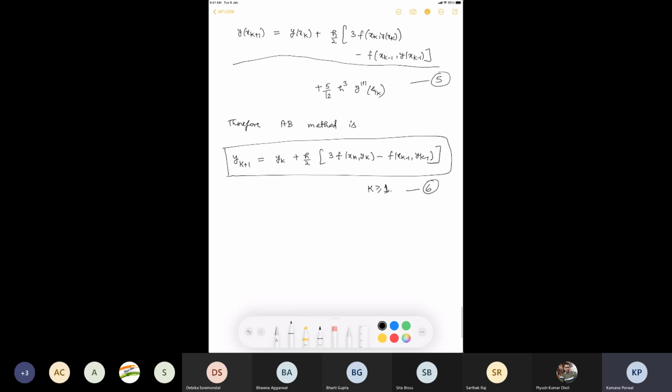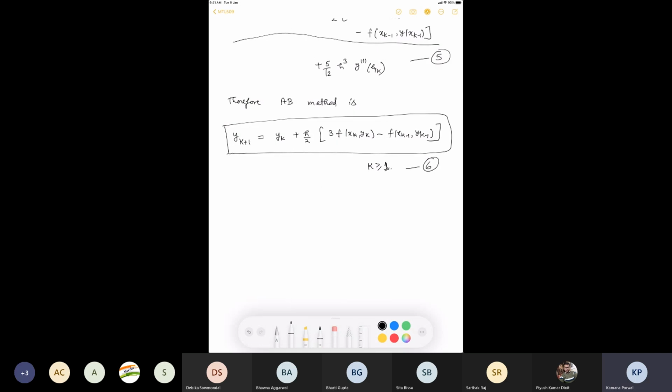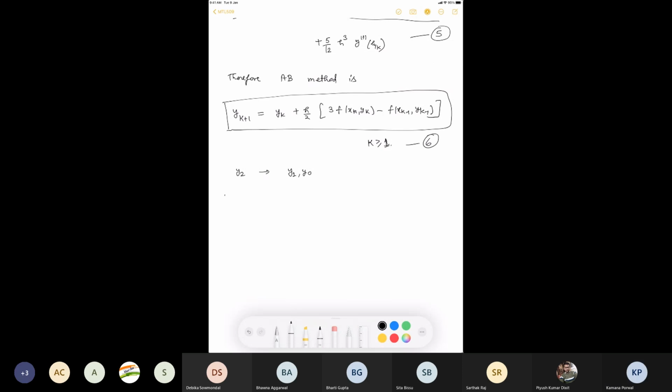If you try to see the lowest value of k, you can compute from here whether that is 1. Basically, you will be able to compute y2. That is the first approximation you're going to get using this formula, right? And y2 is going to require both y1 and y0. So we need y0 and y1 to compute y2.